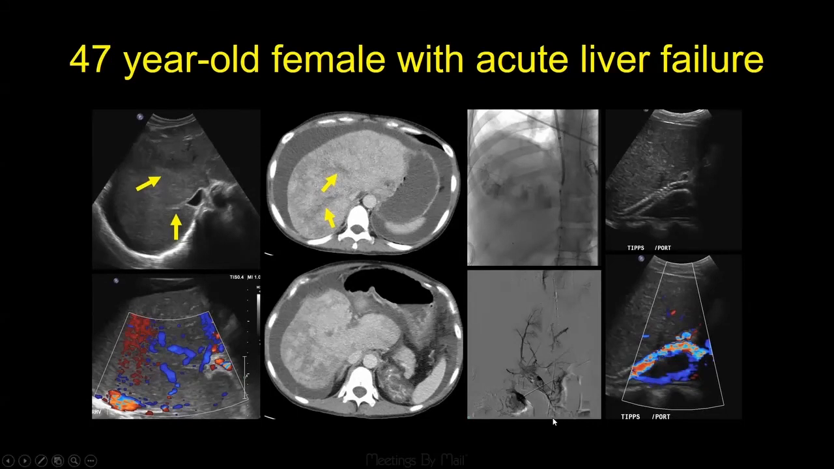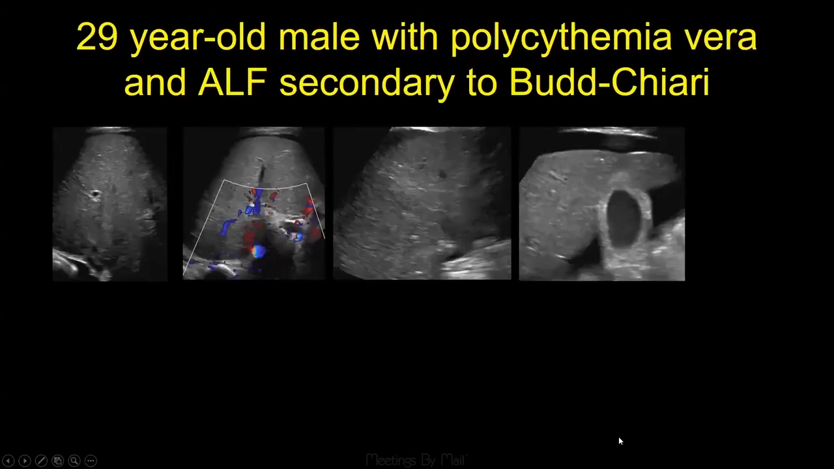And here you can see some thrombus, actually some thrombus also within the portal vein here, but they were able to salvage the patient and she did well. This is another patient who presented with Budd-Chiari. However, this diagnosis was delayed.